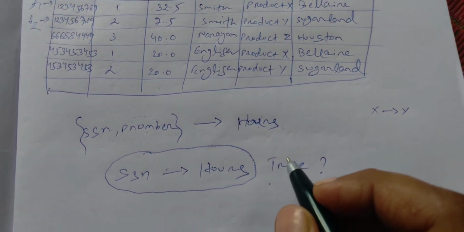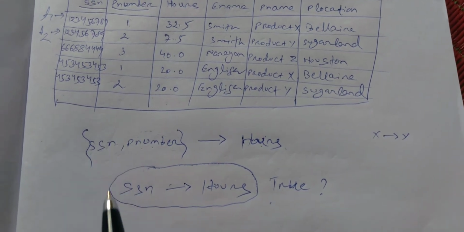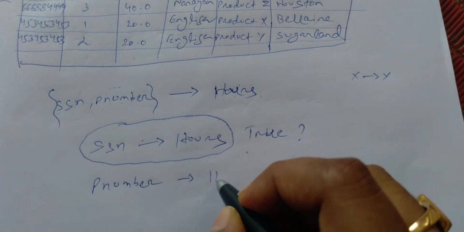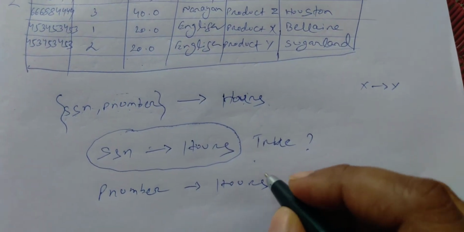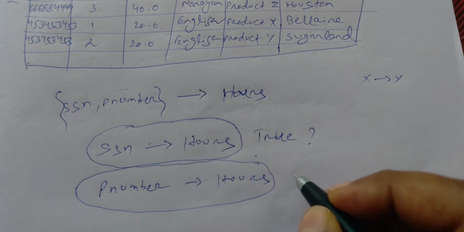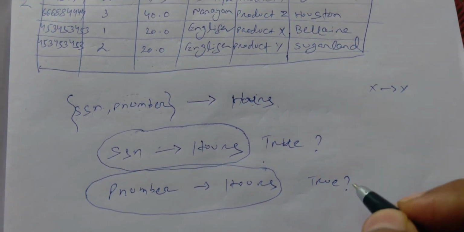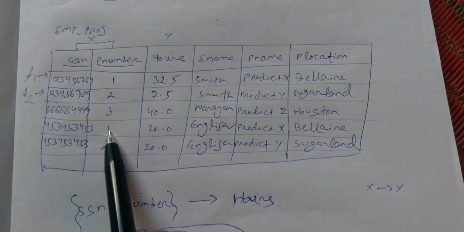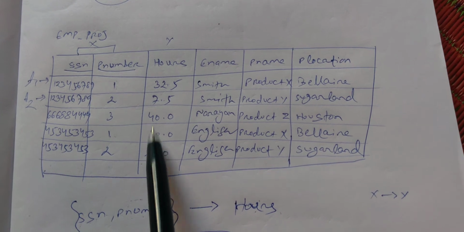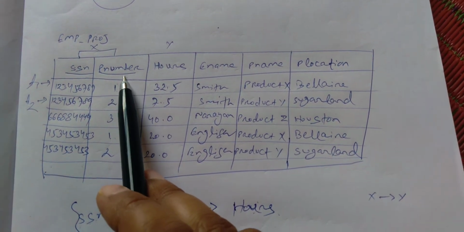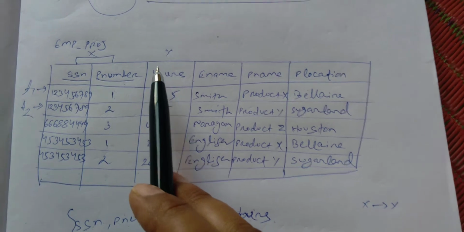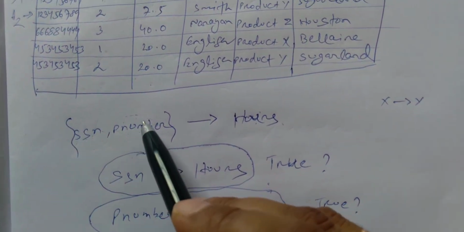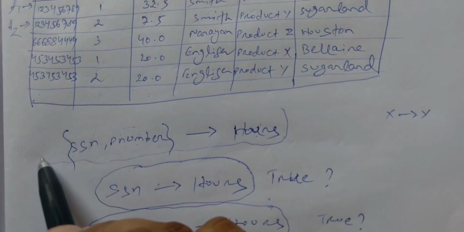partial functional dependency. Similarly, you try to remove SSN, keep only P number and hours, whether this is holding true or not. You check P number and hours. 1 32.5, 1 20.0, so these two are not equal. That means functional dependency is not holding between P number and hours. So removing P number also is saying that this will no longer be true.